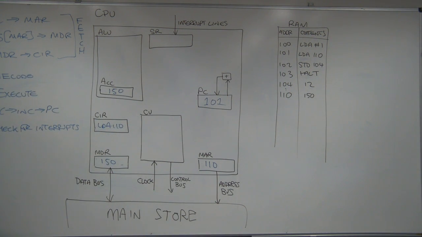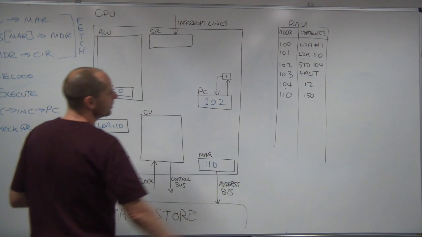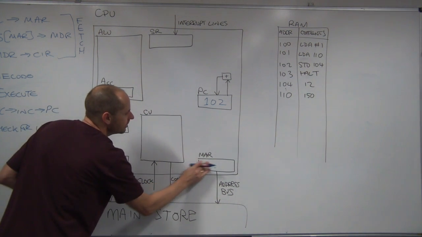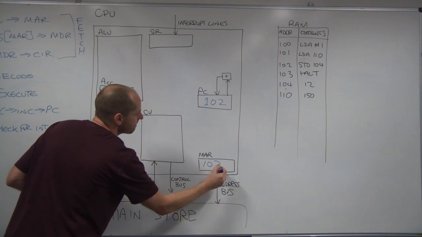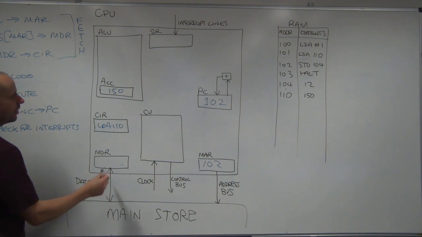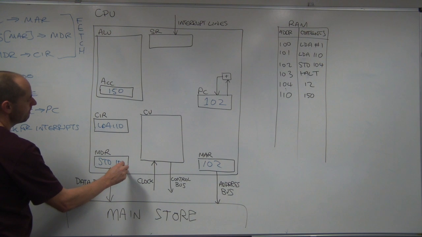So we've executed the instruction. Next step, increment the PC, so it points to the next instruction. Check for interrupts. Nobody wants any attention, so we'll just carry on and we'll go again. So this time, we copy the program counter to the memory address register, step one. Read the data at that location. Can you see how simple it is? It's nothing very complicated. This time it's STO104.